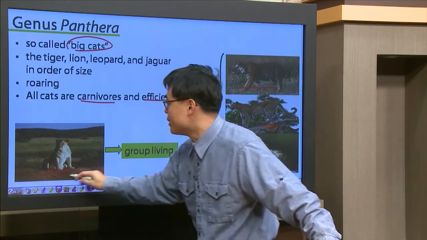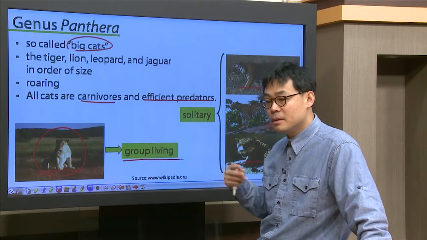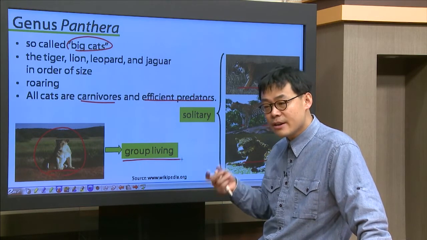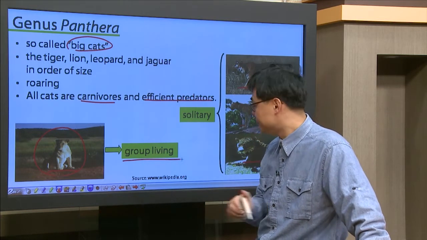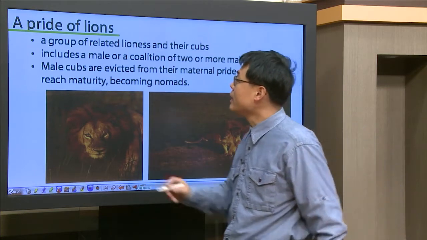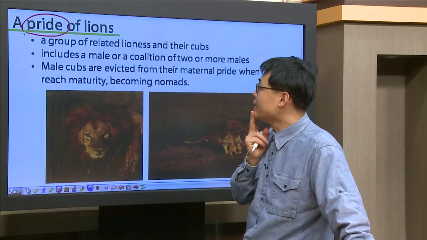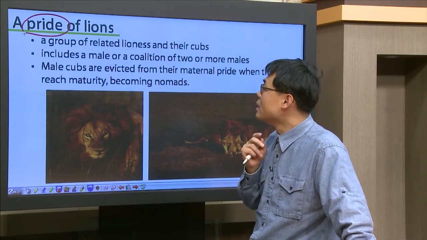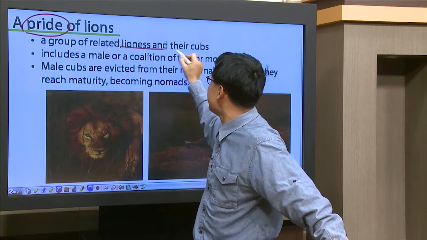But the lions are different. They are group living. The lions make a group and they live together. The lion group is called a pride. So it's a pride of lions, and a pride of lions is a group of related lionesses and their cubs.